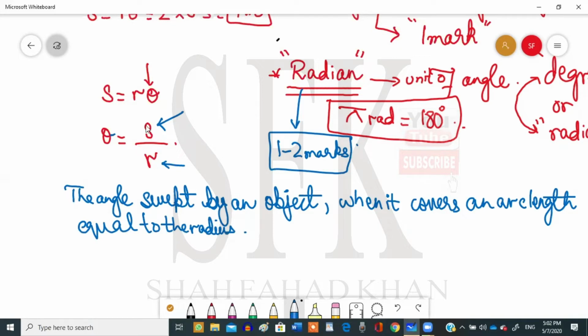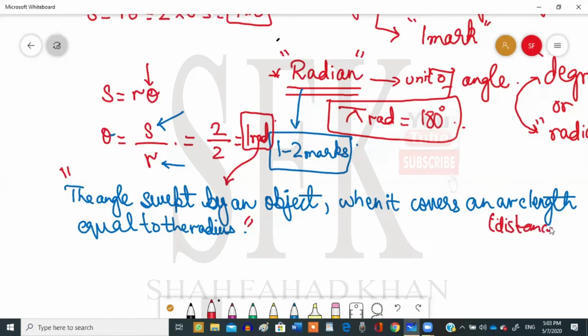Okay, if arc length and radius are equal, then obviously you'll get 1 radian. If both of them are equal, let's say both of them are 2 meters, what will you get? You'll get 1 radian, right? The definition of this 1 radian is the angle which is swept by an object moving in a circular path when it covers a distance, or an arc length, or just the distance equal to the radius of that circle.